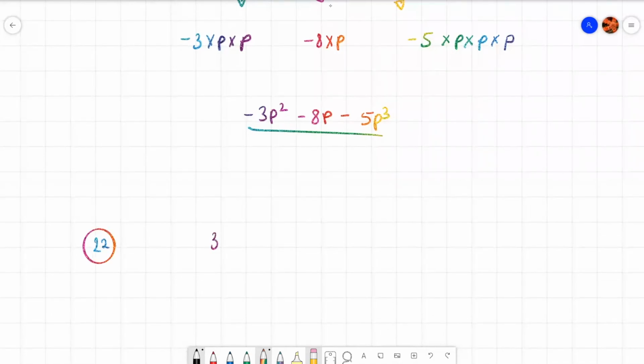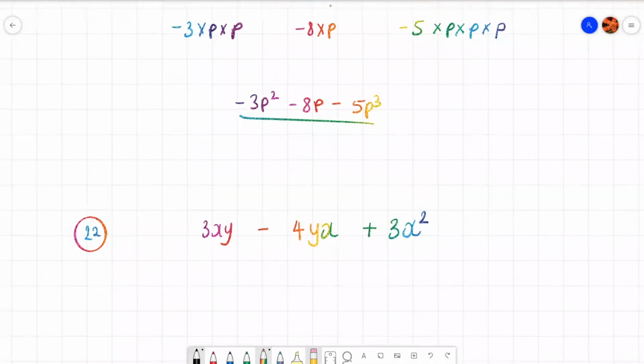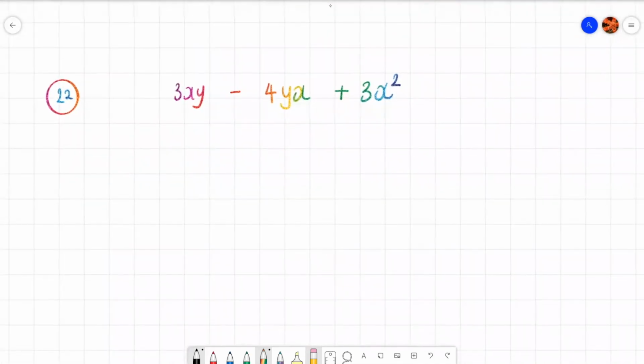We've got 3xy minus 4yx plus 3x squared. Okay. 3xy minus 4yx, we can subtract these together, even though by looking at them, you might say, well, they're not exactly the same. They are.